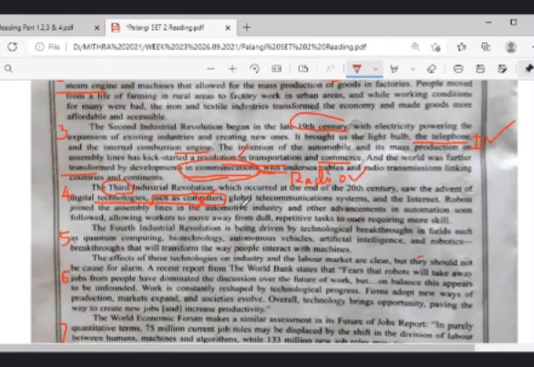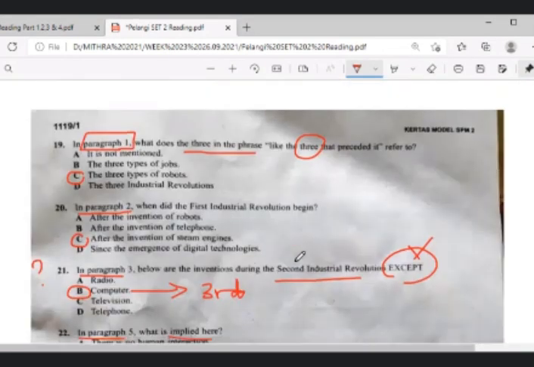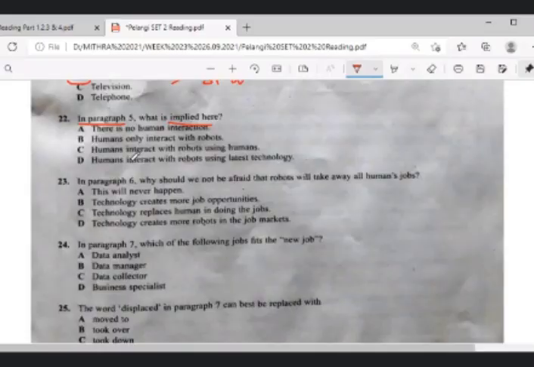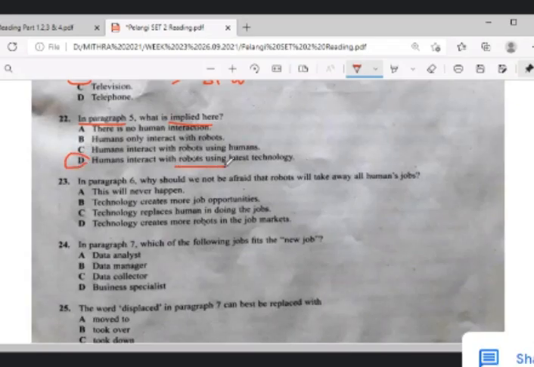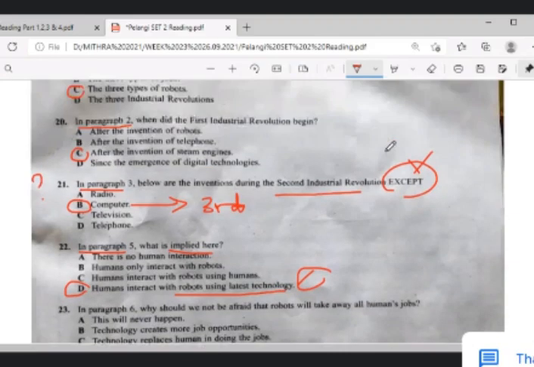Okay, in the third industrial revolution, programming did not come. It is merely a computer for you to play game and then for you to do work. So on the level of computer communication, during the third revolution. Okay, but fourth, you can see advancement. Robotics and all those started to come. Okay? So if you were to refer to question number 22 in paragraph 5, what is implied here? And the answer is actually human interact with robots using latest technology. Okay, the only clue is artificial intelligence.